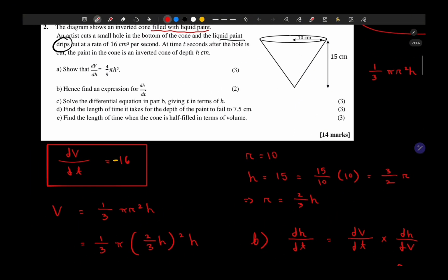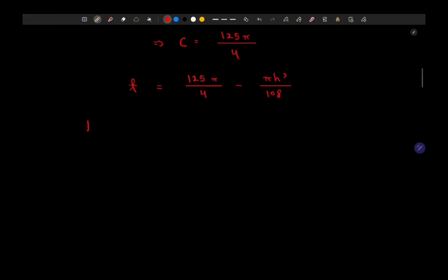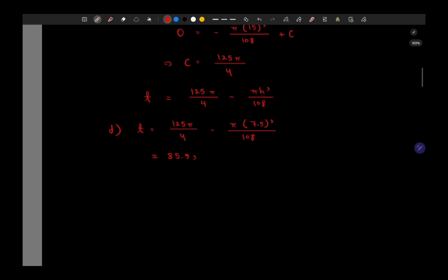Alright. Now we need to find the length of time it takes for the depth of the paint to fall to 7.5 centimeters. So basically, when the value of h is 7.5, we need to find the value of time taken. So we can just substitute the value of h into this equation. So the value of time is about 85.9 seconds. So that is the answer for this part.